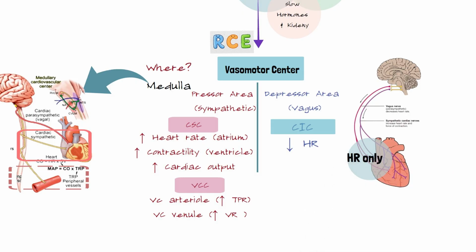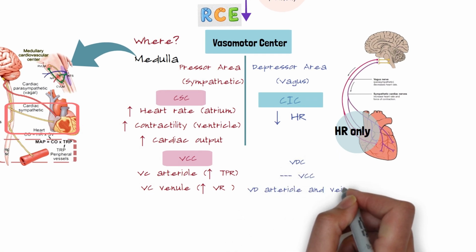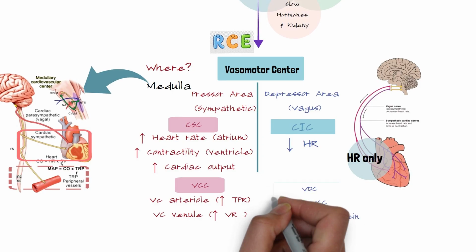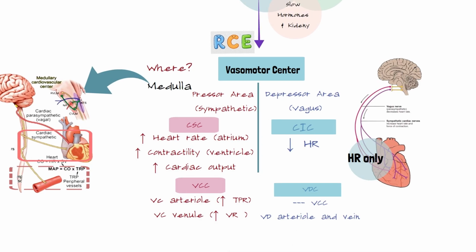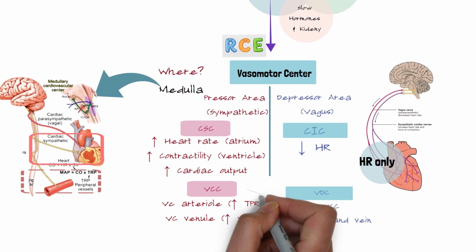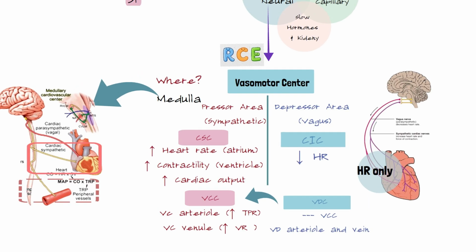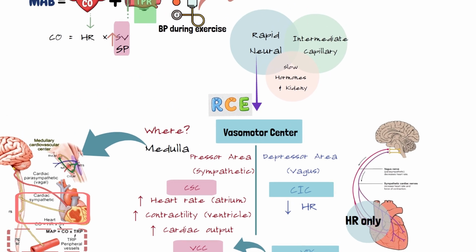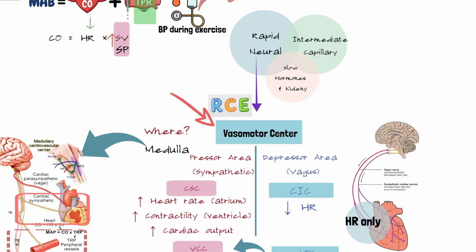Remember this. The parasympathetic has no direct effect on the blood vessels. So, how does it cause a vasodilatation? Simply through the indirect inhibition of the vasoconstrictor center, resulting in the vasodilatation of the artery and the vein.